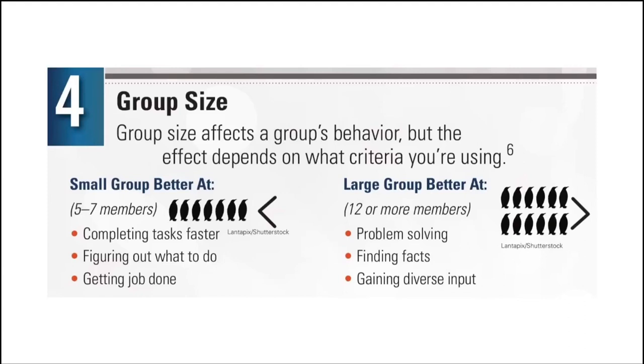So small groups are better at completing tasks faster, figuring out what to do and getting the job done. For large groups, the good things that come out are in problem solving, with many methods and many ideas. If an issue happens in the organisation, the leader of the group will ask, what can we do in order to solve this problem? There will be many suggestions and opinions from our group members, because it is relatively large compared to smaller groups. And finding facts and evidence is easy, because we have a lot of resources we can rely on.